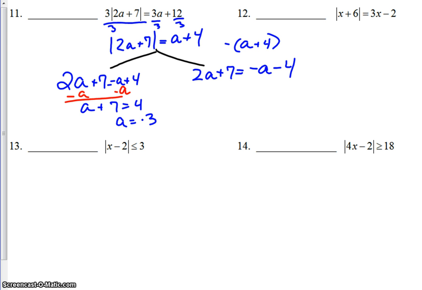In this case, I'm going to add an a to both. Oh, you know what? I just realized what I did wrong. No, I did right. I'm going to add an a to both sides. So now I have 3a plus 7 equals -4. Subtract 7 from both sides. 3a equals -11. A would equal -11/3. Don't get worried if you get a fraction. Fractions can be our friends.